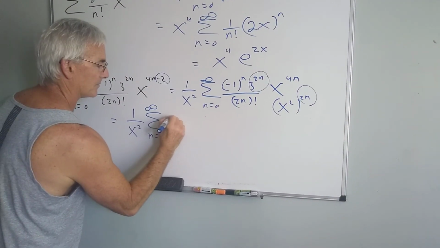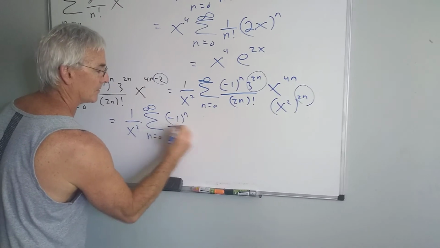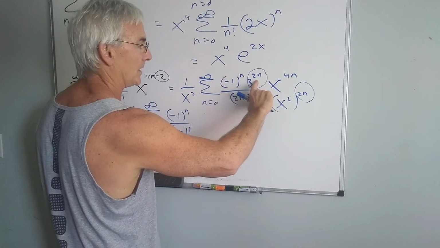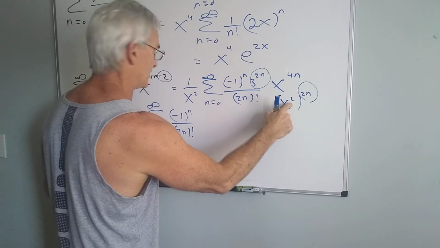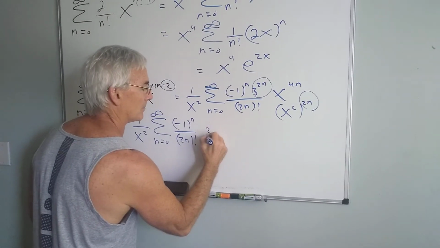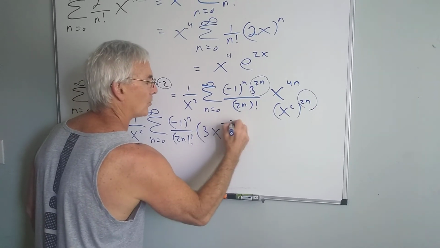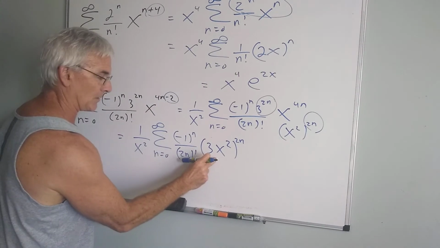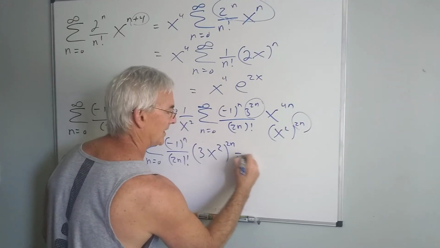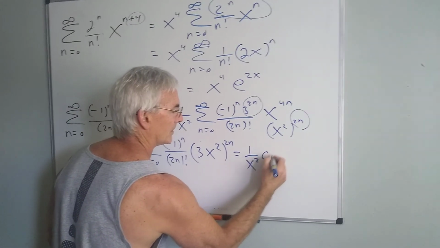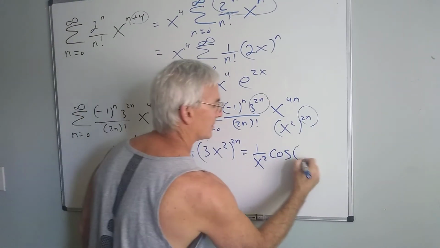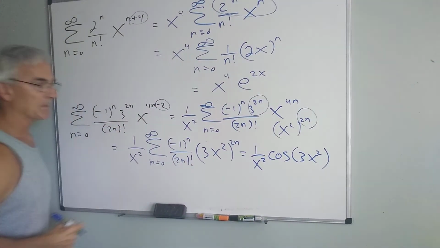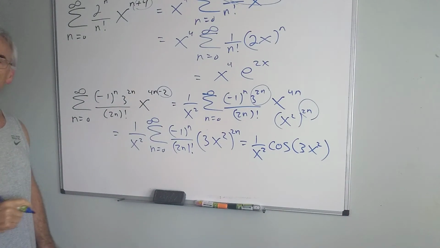So now I would have negative 1 to the n over 2n factorial. I have a 3 to the 2n and an x squared to the 2n. That would become 3x squared all raised to the 2n. Now this looks exactly like the form of the cosine function, again, where this is my argument. So finally, we'd have 1 over x squared times the cosine of 3x squared. So in certain situations, if I'm given a power series, I may be able to work backwards and find the original function.